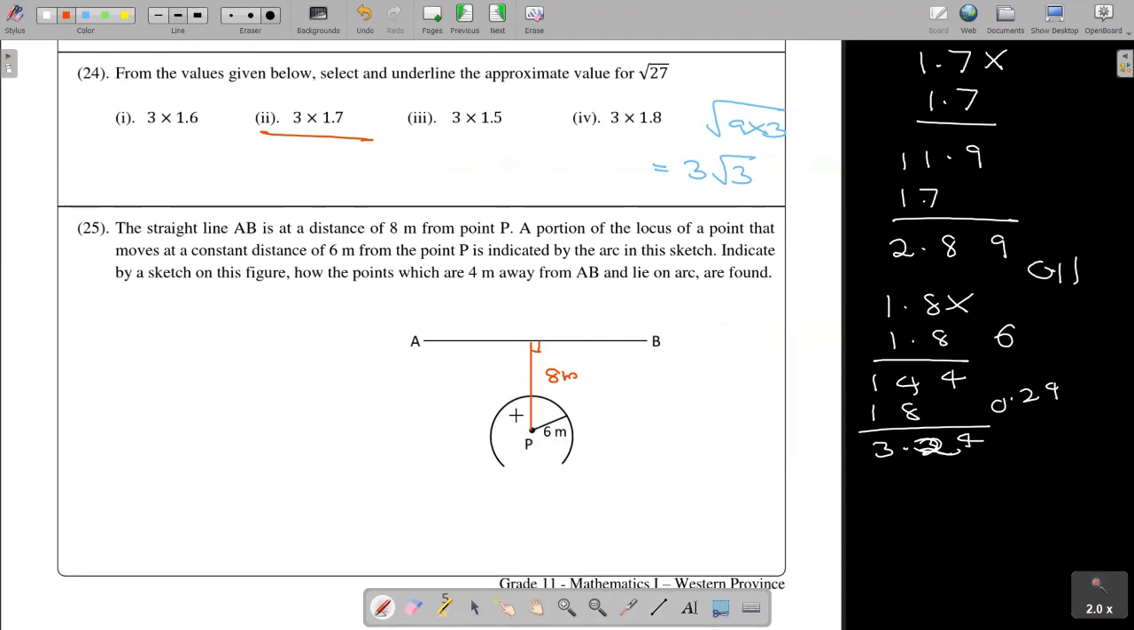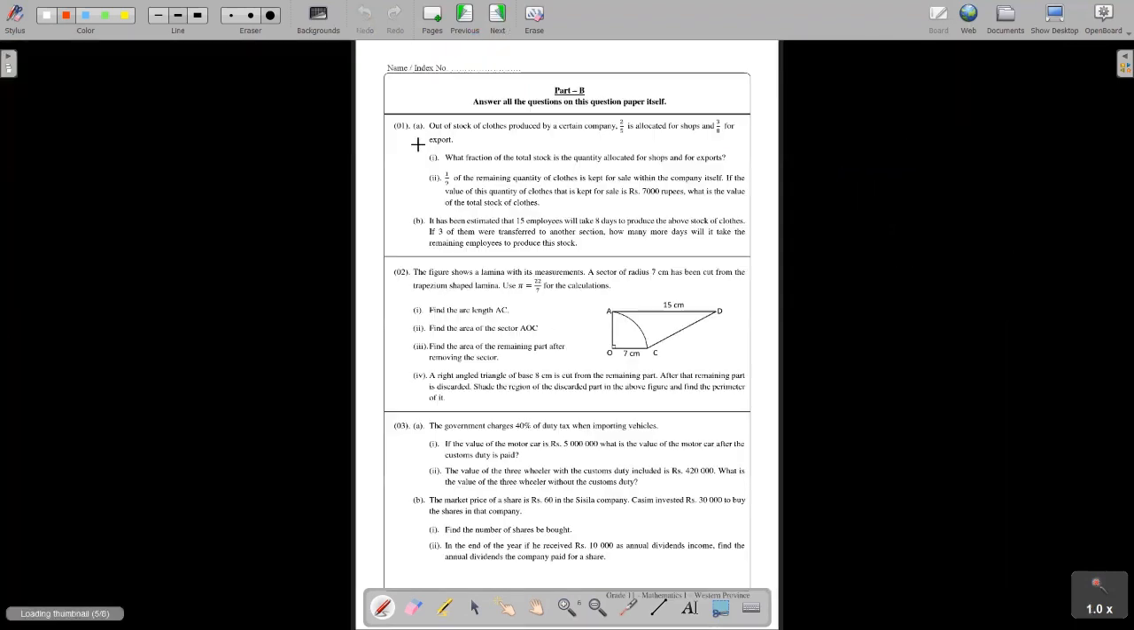Alright. The locus is moving 6 meters away from P, 4 meters away from the R. This is 6, means this is also 6, same radius. So 8 minus 6, this is 2. So we want a line what? 4. Then another 2 from here like this. So these are the 2 points. Right.